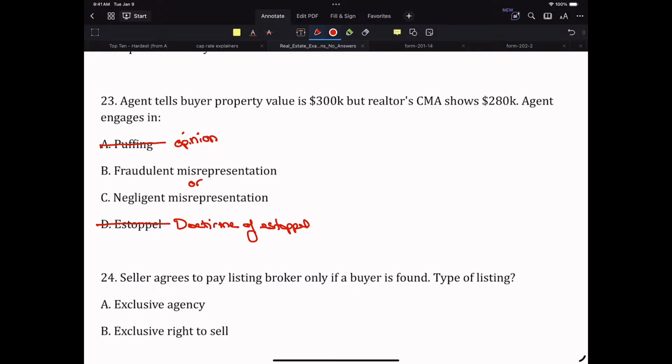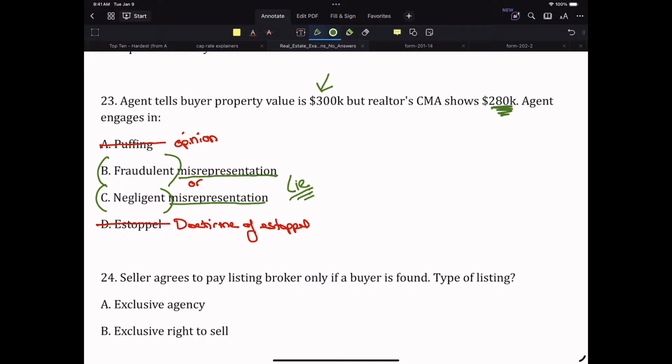Fraudulent misrepresentation or negligent misrepresentation. Well, first, we know misrepresentation is a lie. And this guy did lie. He knows full well it's probably going to sell for $280,000, and he said $300,000. So we know there is a lie there. The question is, was it negligent or was it fraudulent? What's the difference? Negligent misrepresentation: you didn't mean to lie. Fraudulent misrepresentation: you were trying to get somebody to believe something that wasn't true. What do you think?